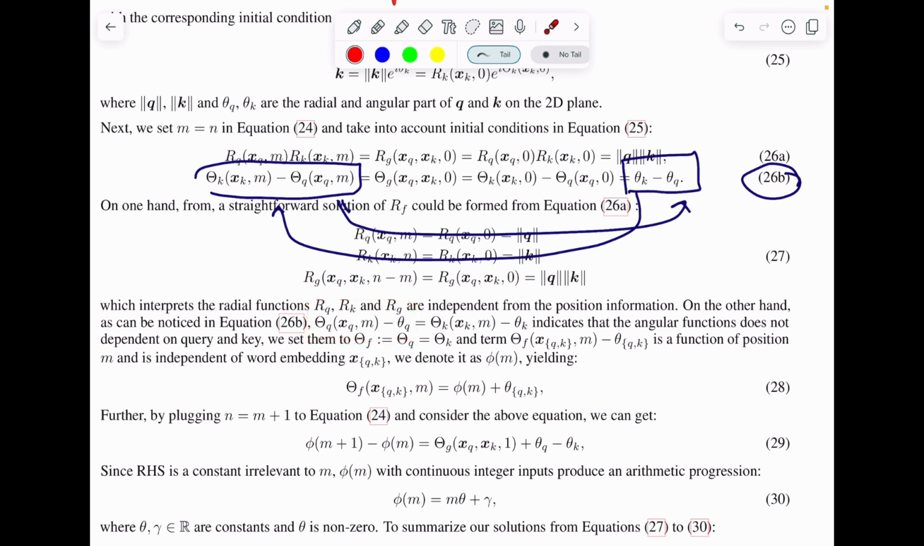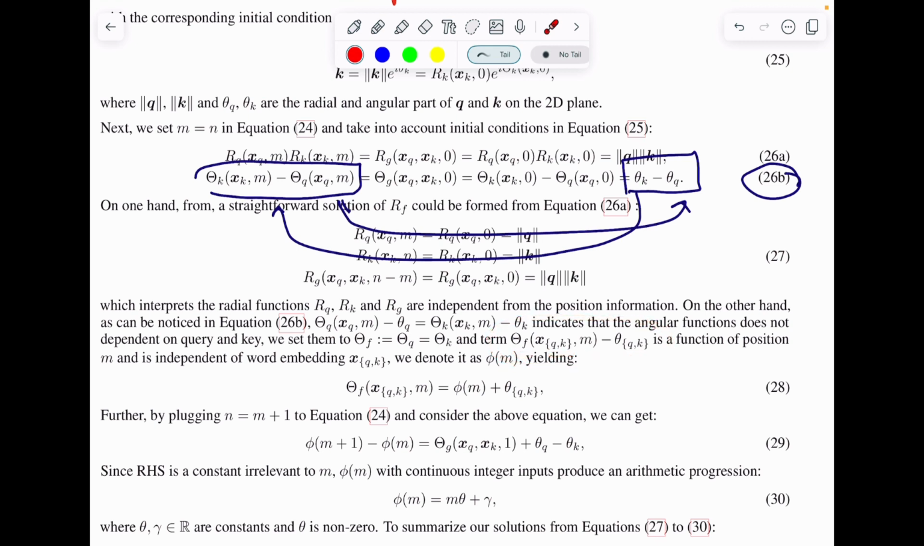If you move the query from the 0th position to the mth position, and similarly if you move the key from the 0th position to the mth position, the angle movement between these two is again the same, right? So we say that this is represented by a function, for example theta q minus theta k is represented by theta f x q k m minus this part, right?